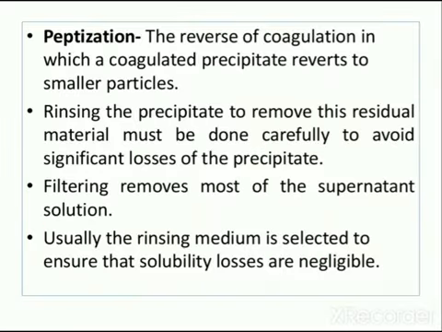Now we know what peptization is and how we do peptization by ions and peptization by dispersion method. Here we shall see some of the things we have to do while doing peptization. Peptization mainly reverses the coagulation, in which a coagulated particle reverts to smaller particles. While rinsing the precipitate, removing the residual material must be done carefully to avoid significant losses of the precipitate.